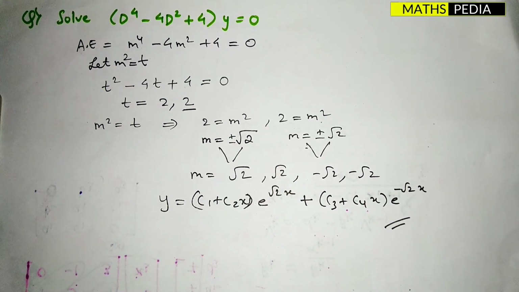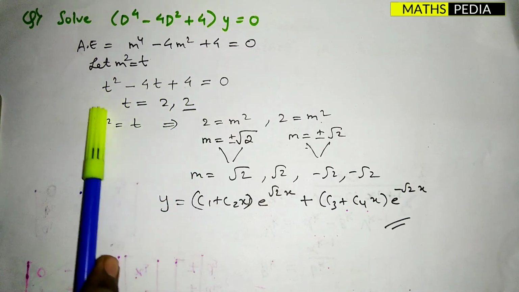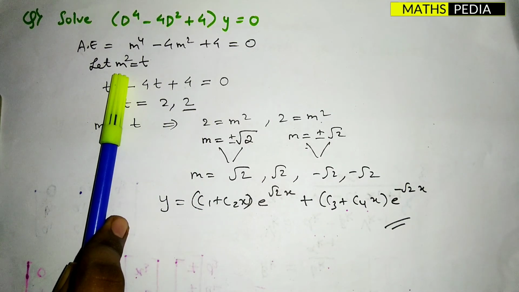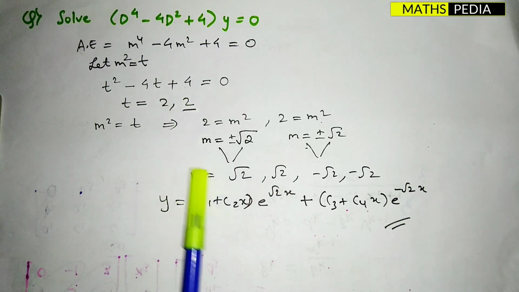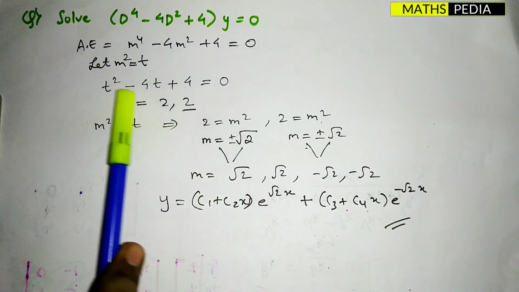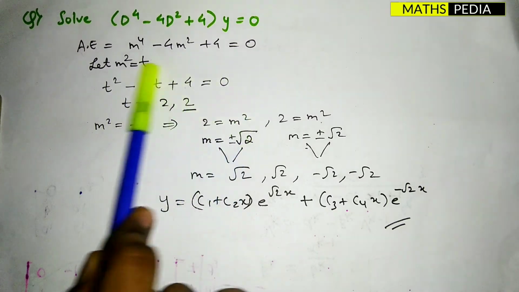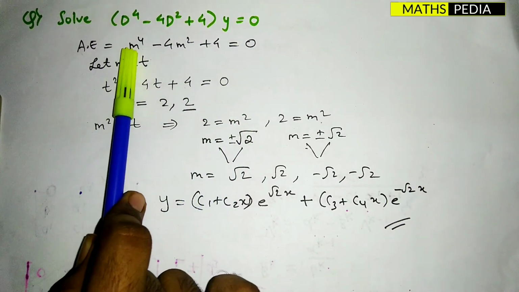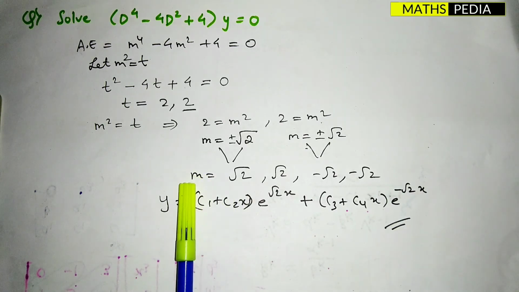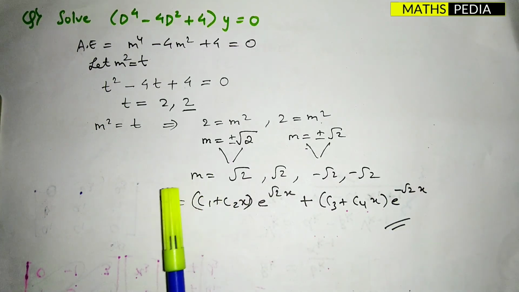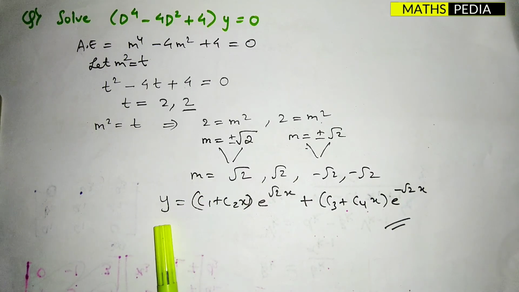Now always remember that we cannot consider this as a root, since we have substituted m square equal to 2. Don't write this as a root. This is basically a root for this certain equation. For this equation we need to replace m square with t again and bring it in m form, that means the roots for the m values. Then you have to write the equation.